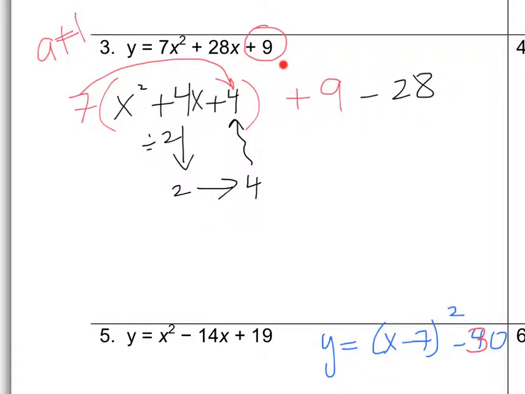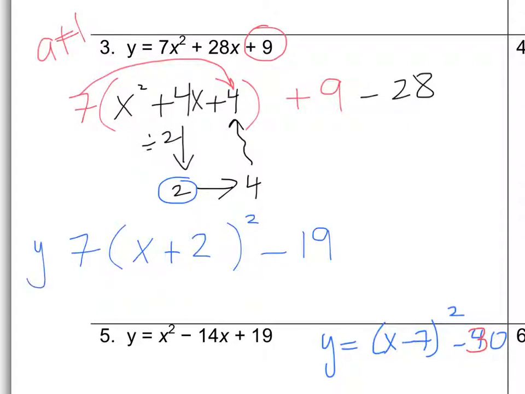So it means you add it to the expression that they gave you, a positive 28. To balance that out and make it a 0, you need to subtract a 28. So my perfect square is going to be 7 times x plus the b over 2. So in this case, it's a 2 to the power 2. And then 9 minus 28 is a negative 19. And that would be my vertex form.